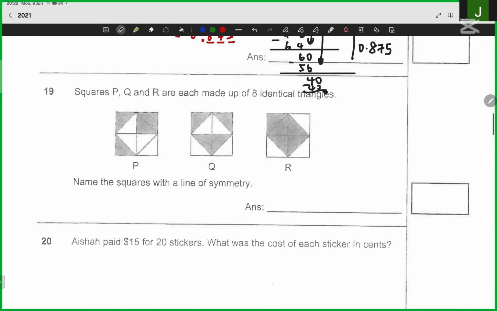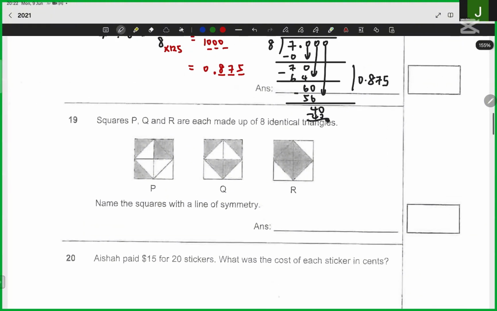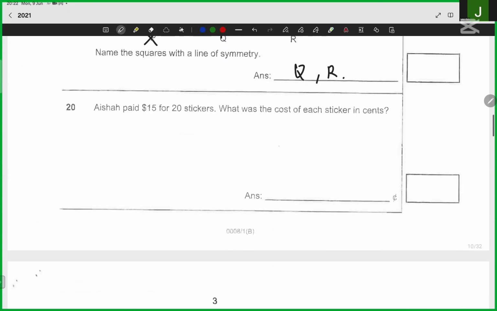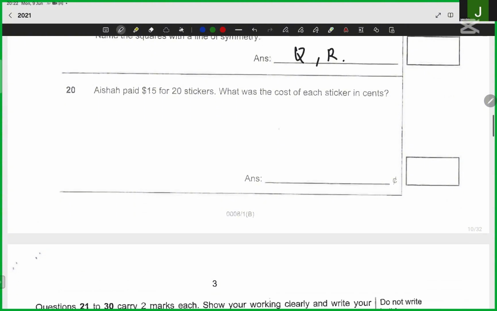19. Name the shapes with a line of symmetry. This one has a line of symmetry over here. This one, P, doesn't have a line of symmetry. This one has a line of symmetry down here. So Q and R.